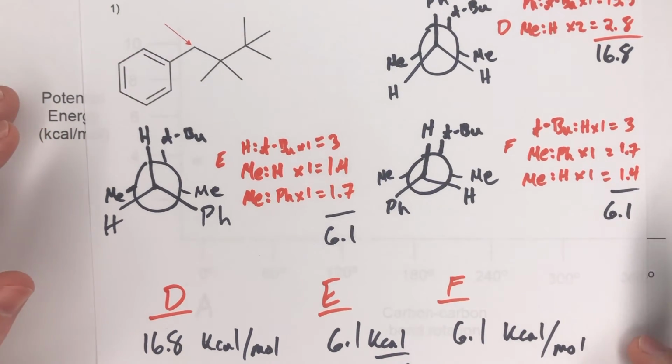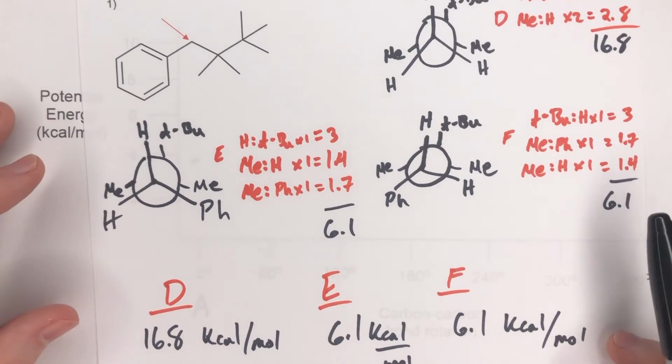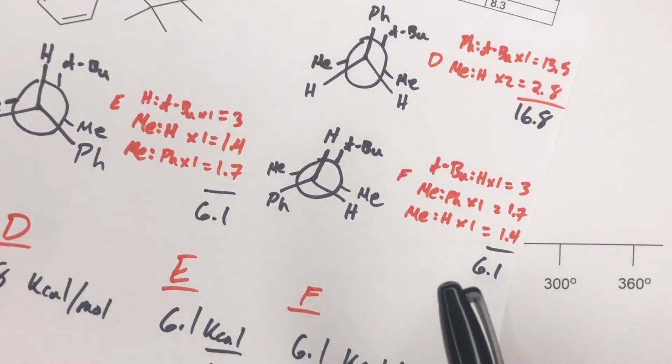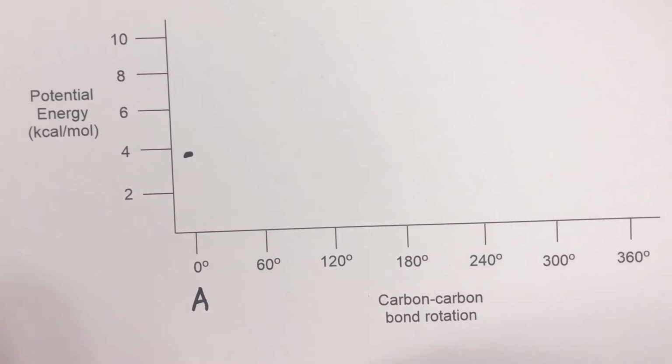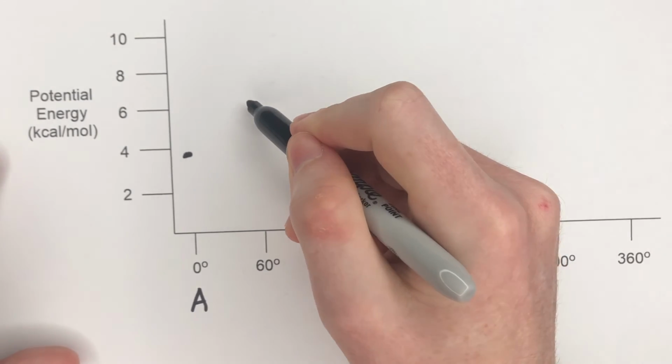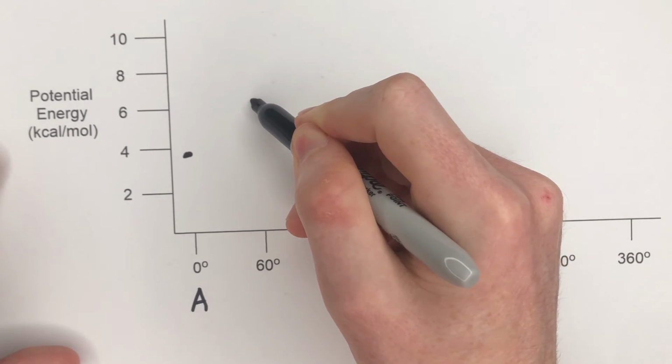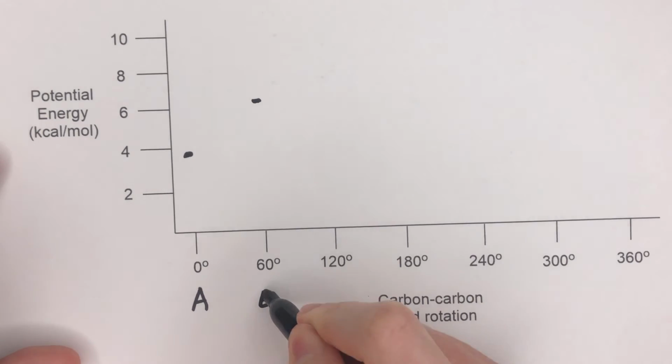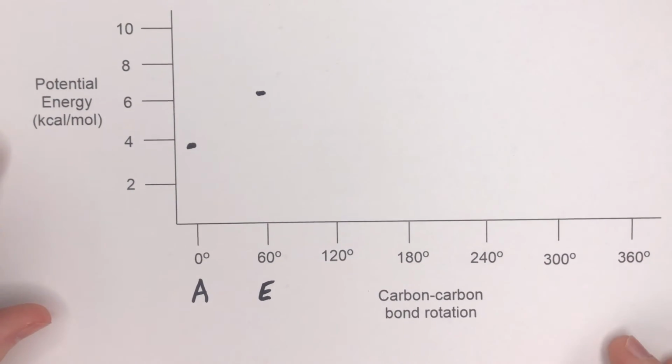Since there's no difference between E and F, you can pick which one you want to be here, but we're going up to 6.1. So that's here, and this is E or F, like I just mentioned, it's either one.